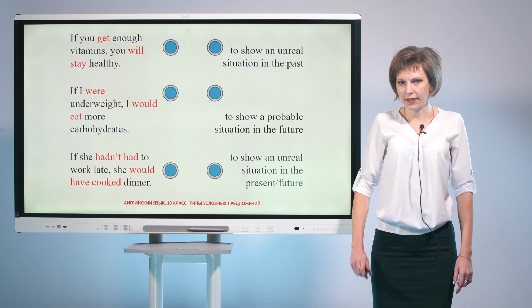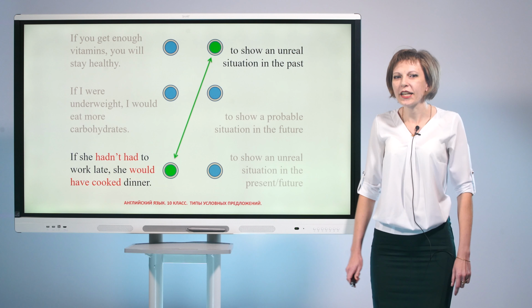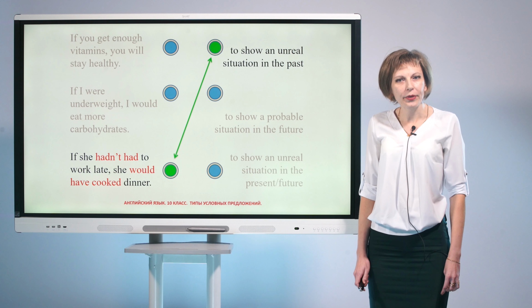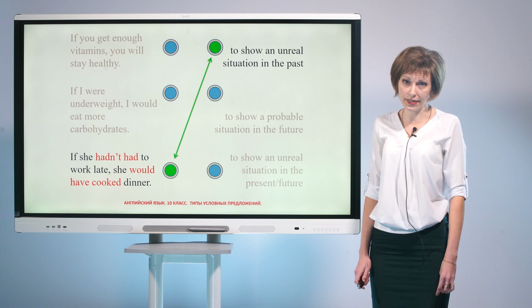And the last sentence. Perfect. If she hadn't had to work late, she would have cooked dinner. This is type 3 conditional, and it shows some unreal situation for the past.